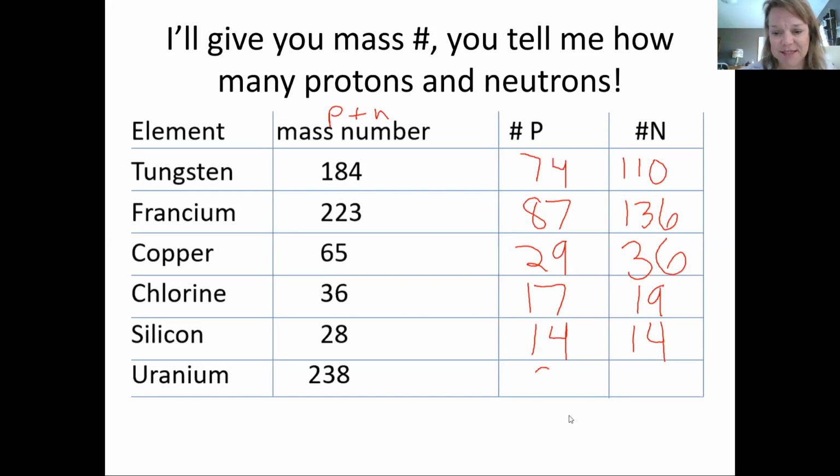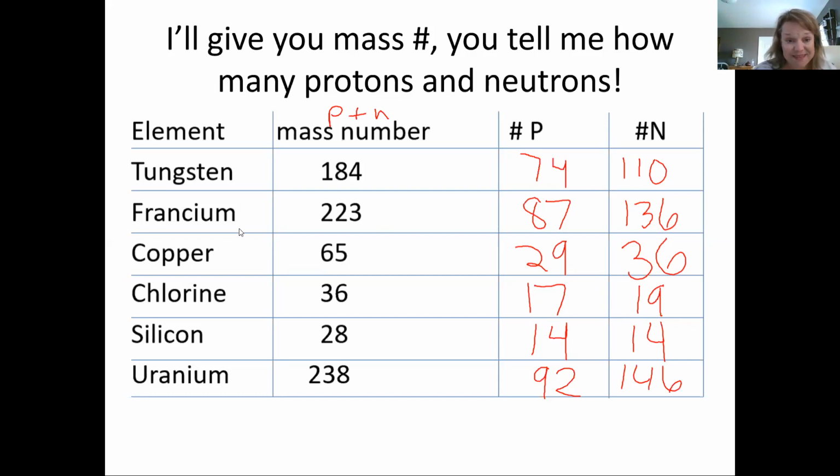92, the last element that is found naturally in the universe, is uranium. Uranium's atomic number is 92. Uranium is found down here in the actinides. This family here is the actinides, or this period is the actinides. There's 14 families. And if we take uranium-238, take 92 of the protons out, it's going to have 146 neutrons.